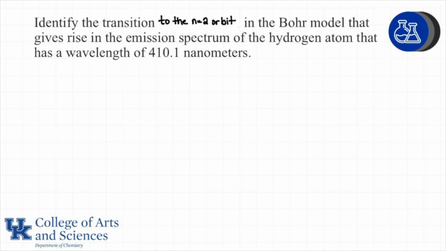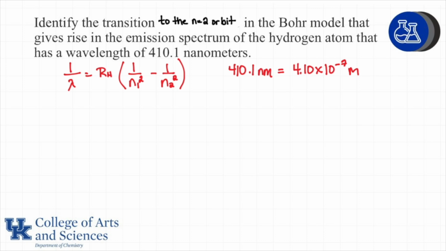Identify the transition to the n equals 2 orbit in the Bohr model that gives rise in the emission spectrum of the hydrogen atom to a wavelength of 410.1 nanometers. In this case, we're told where the electron is going to, but we don't know where it's starting. However, we do know the wavelength. We're going to use Rydberg's equation again, and we're going to convert our wavelength from nanometers into meters. The wavelength in the Rydberg equation must always be in meters.